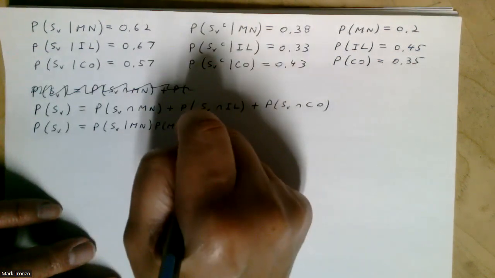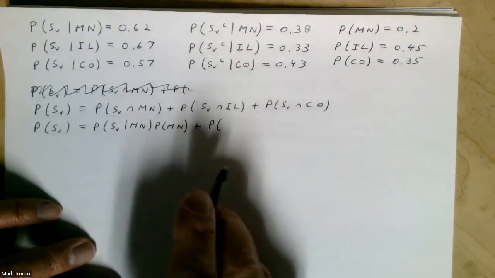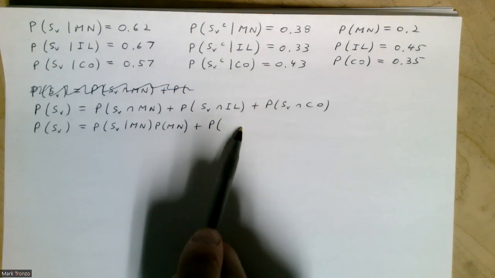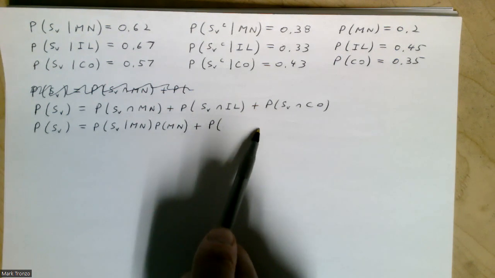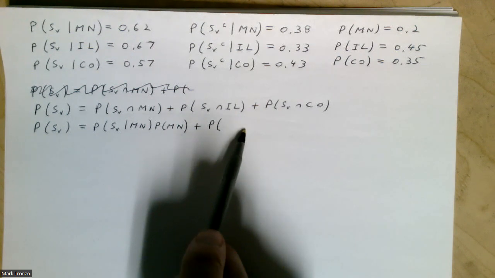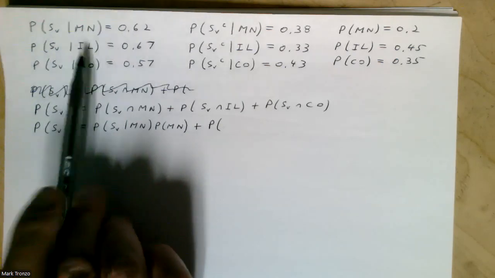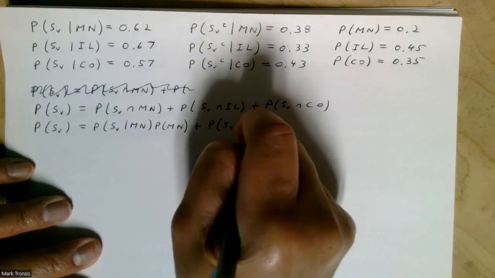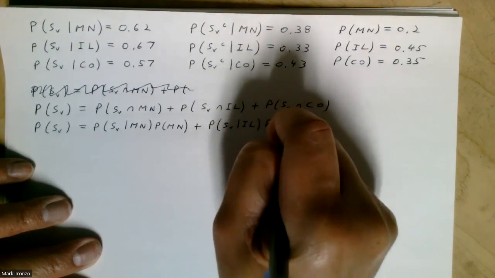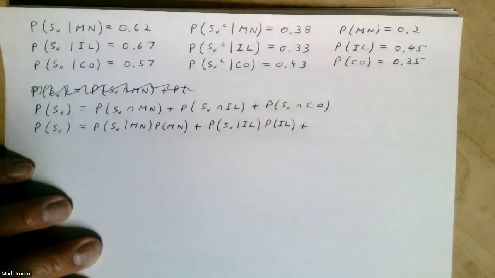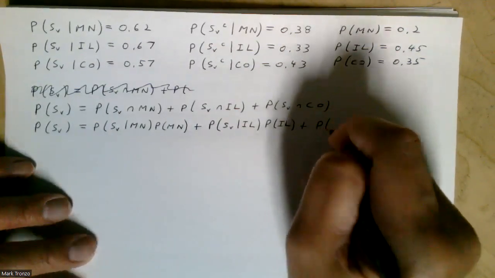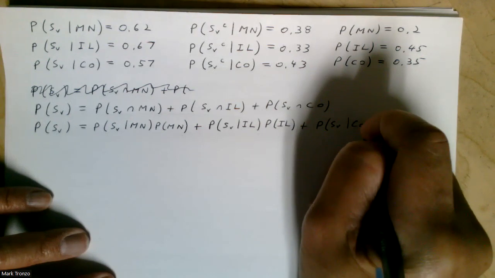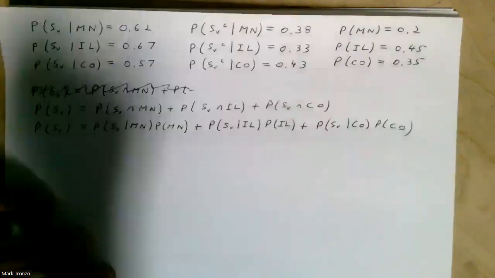Same thing over here with this next one. We can write this as probability of Illinois given SV times probability of SV, but we don't know probability of Illinois given SV, but we know probability of SV given Illinois, so we'll write that form: SV given Illinois times the probability of Illinois plus, same thing with this one here, we want to use the one we have here, probability of SV given Colorado times the probability of Colorado, like that.